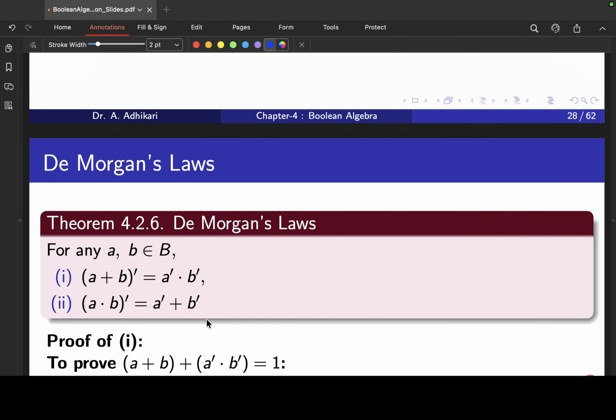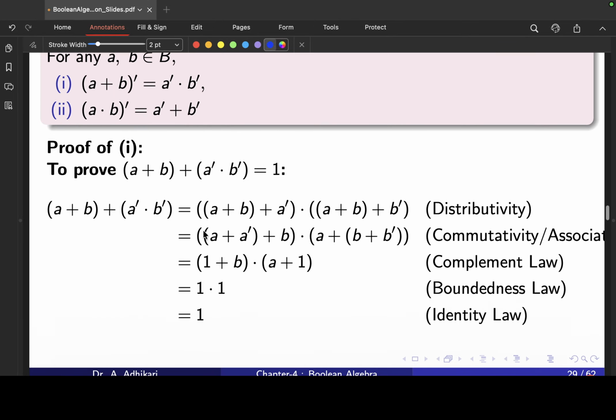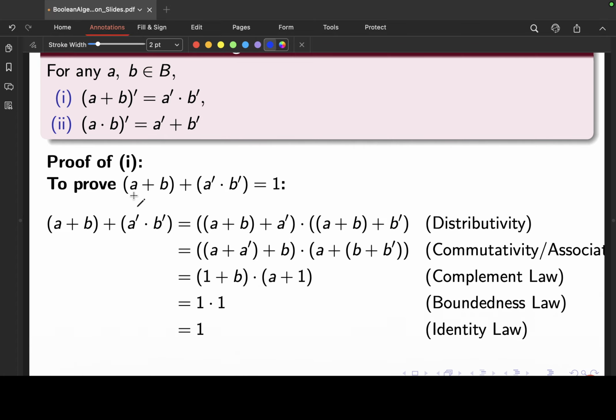Next, very important laws, De Morgan's laws. For any elements A, B belonging to Boolean algebra B: number 1, (A + B)' = A'·B'. Number 2, (A·B)' = A' + B'. Now, we prove (A + B) + (A'·B') = 1.